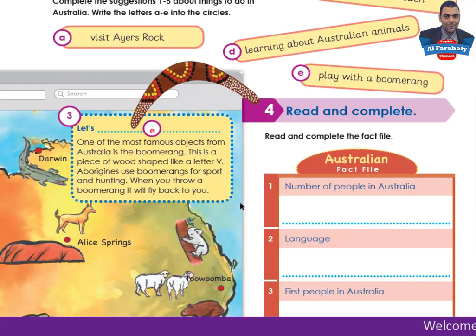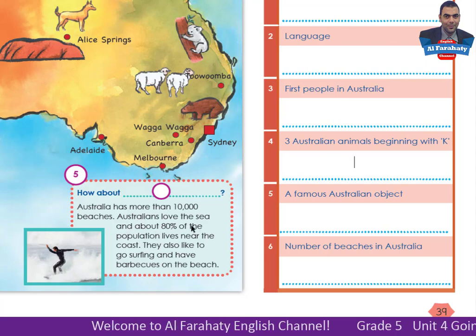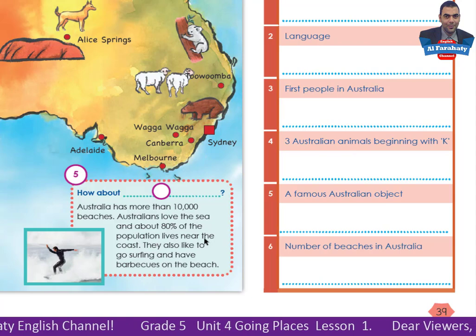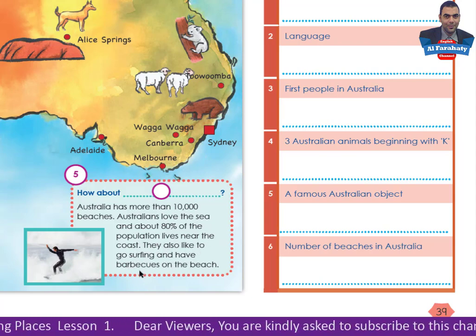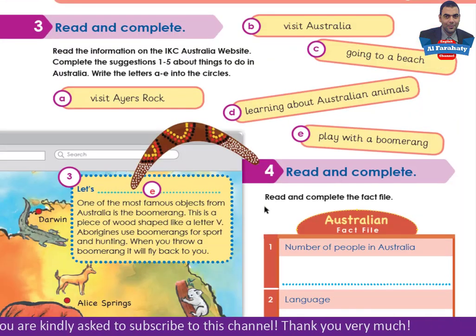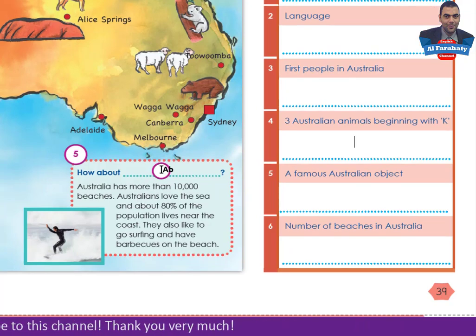Okay. Number 5. How about Australia has more than 10,000 beaches. Australians love the sea and about 80% of the population lives near the coast. They also like to go surfing and have barbecues on the beach. Yes, going to a beach. Yes, number C. So 5 is number C.